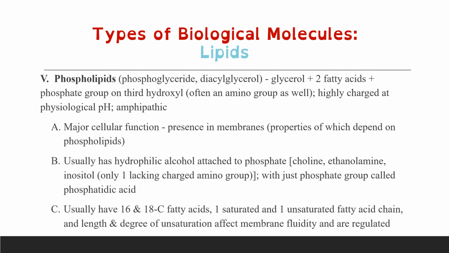Usually, it has a hydrophilic alcohol attached to the phosphate, like choline, ethanolamine, or inositol. The only one lacking a charged amino group, with just a phosphate group, is called phosphatidic acid. It also usually has 16 and 18 carbon fatty acids, one saturated and one unsaturated fatty acid chain, and the length and degree of unsaturation affect membrane fluidity and are regulated.